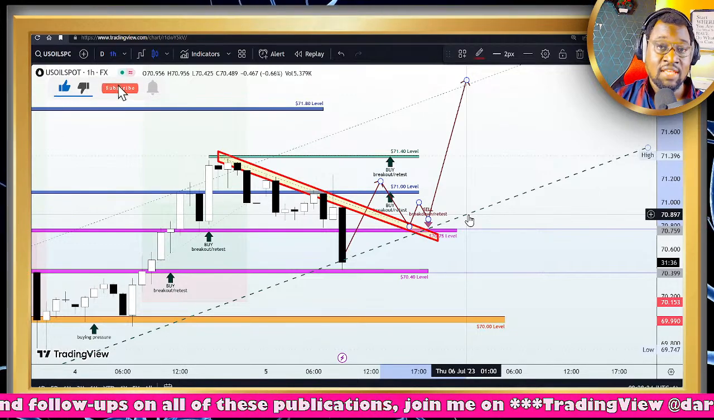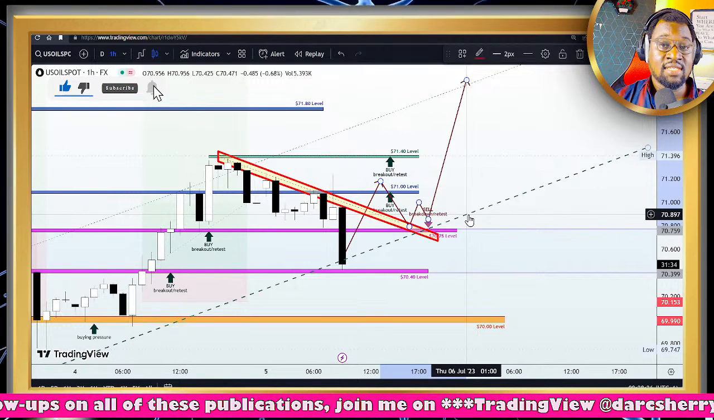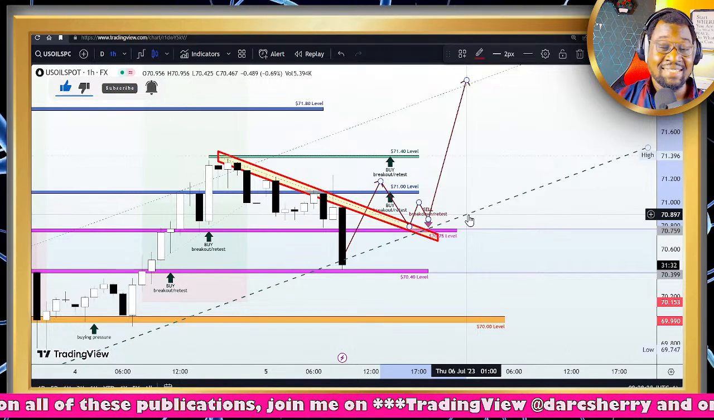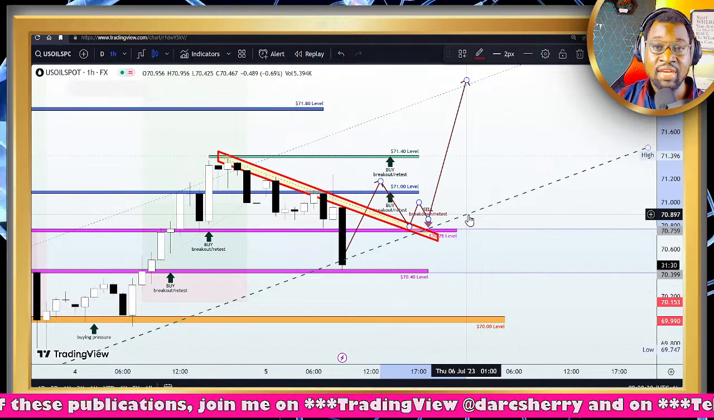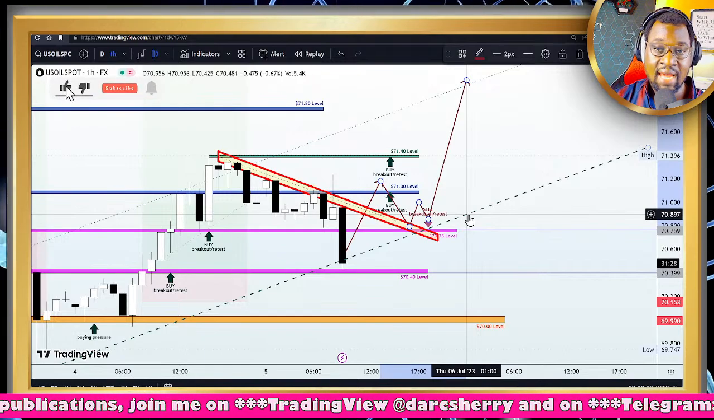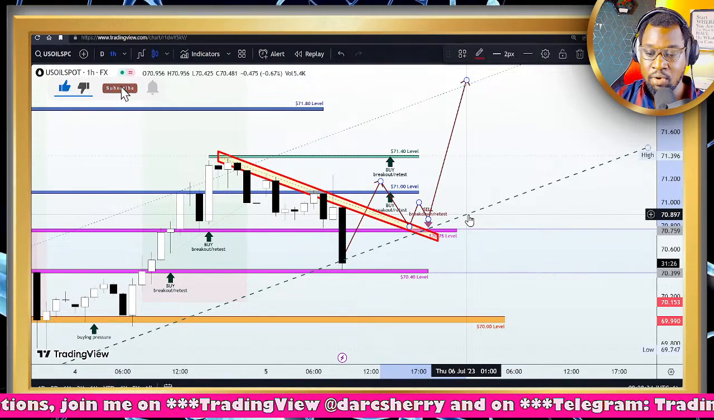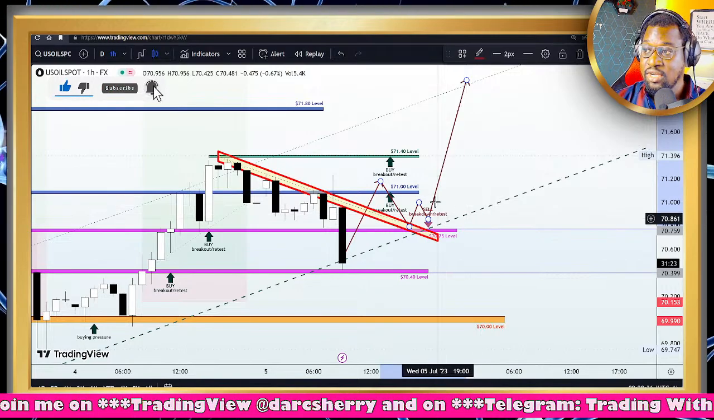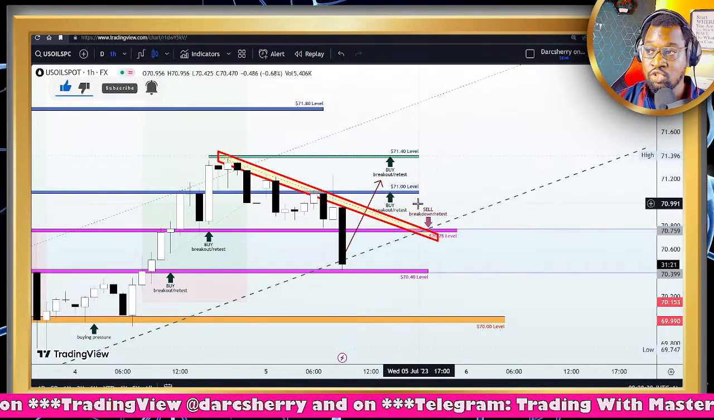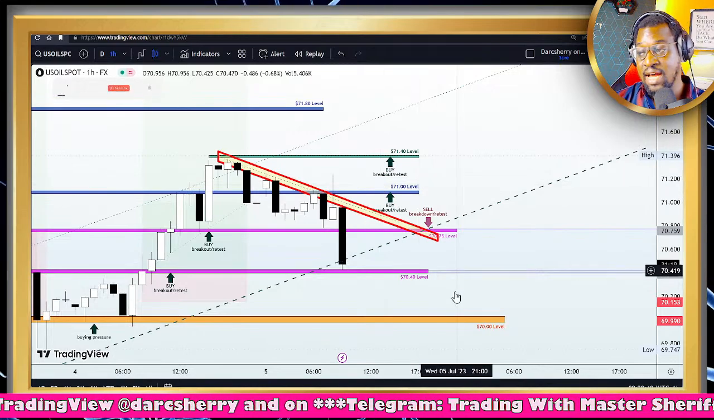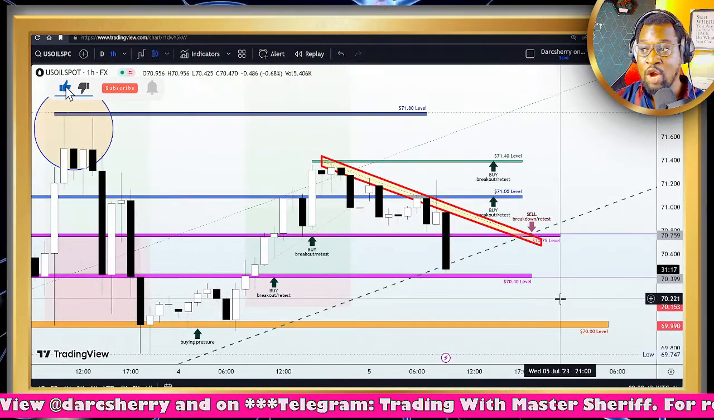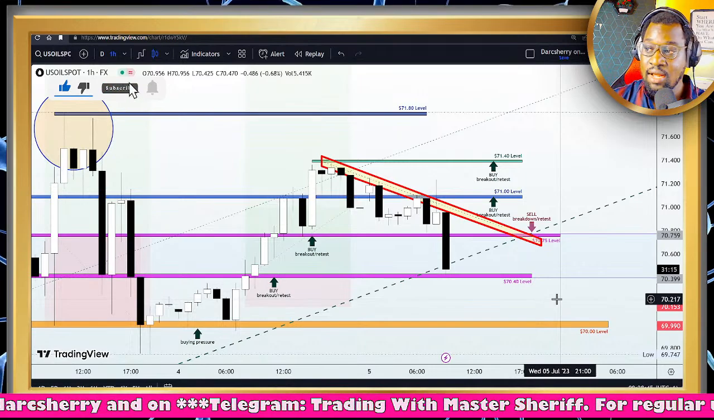So for us to buy the US Oil Spot today, we would need to see a breakout of that descending trend line before welcoming the idea of buying the US Oil Spot at this point in time. So these are my views here on the US Oil Spot. So we want to be marking these levels out on your screen, and let's see how price action will play out in the next couple of hours.